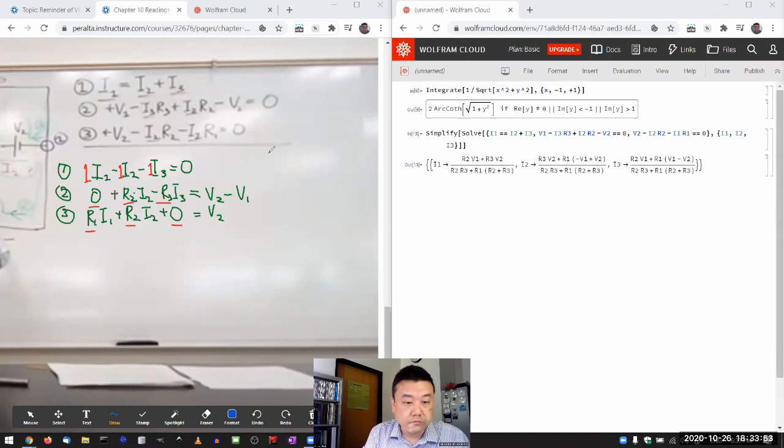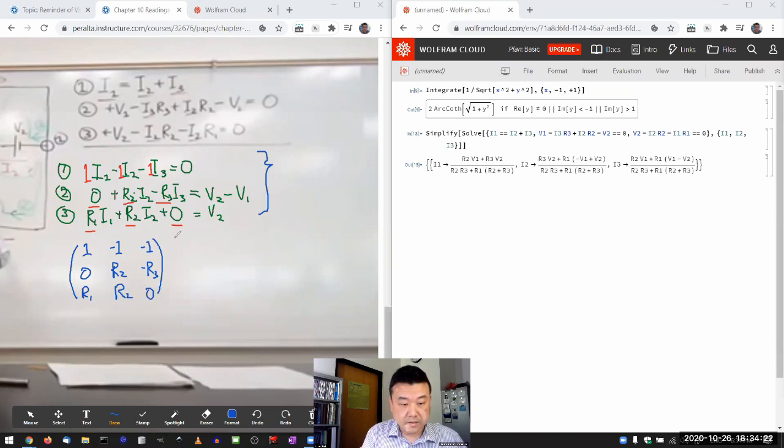So I'm going to rewrite this system of equations as a square matrix multiplying column vectors. So I have the first 3 by 3 square matrix: 1, -1, -1, 0, R2, minus R3, R1, R2, 0.